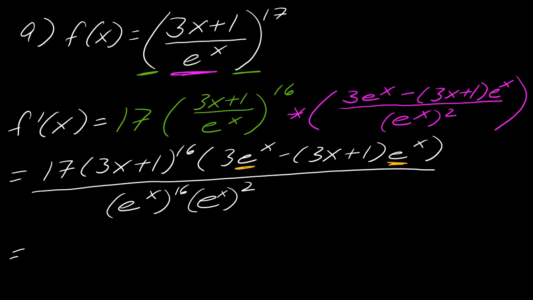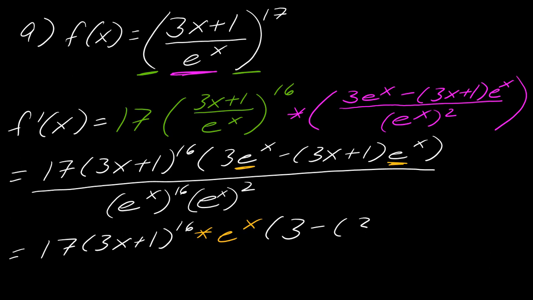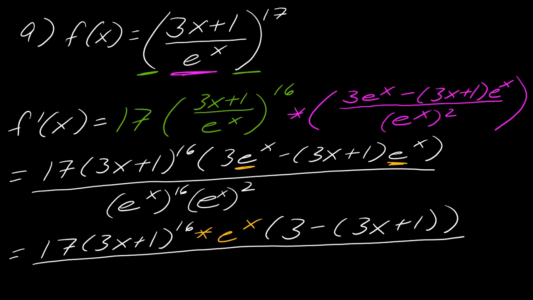I'm also going to do that in the gold just to help you track it. So I've got this 17 times 3x plus 1 to the 16th, and then I'm going to factor out that e to the x here. What would that leave me with? That would leave me with 3 minus 3x plus 1. And then in the denominator, I can add those exponents, so I have e to the x to the 18th. This is cool because now I can see I have e to the x as one of my factors, so I can cancel it out with the denominator. I'm going to cancel this out with the 17th. Okay, so we're making some progress here.